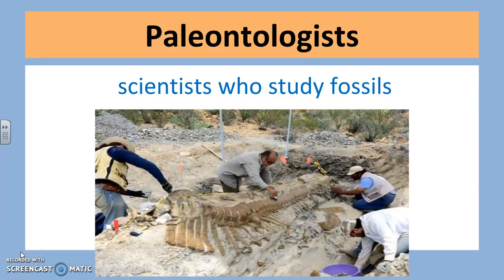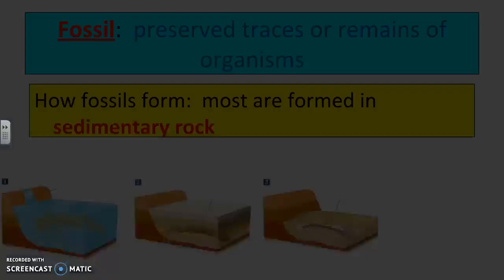Okay, so a scientist who studies fossils is called a paleontologist, and that's number 35 on your note sheet. And you'll usually find them out in the field digging for fossils, but you'll also find them in museums and stuff like that, providing the upkeep on fossils and looking at fossils to determine evolutionary history of those fossils.